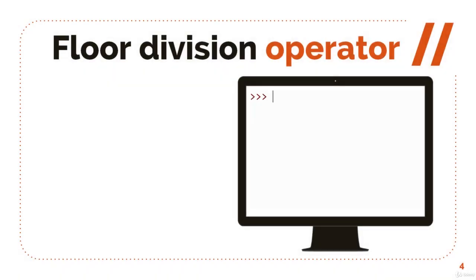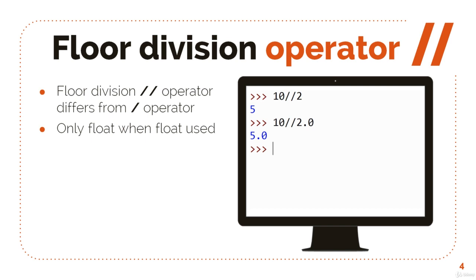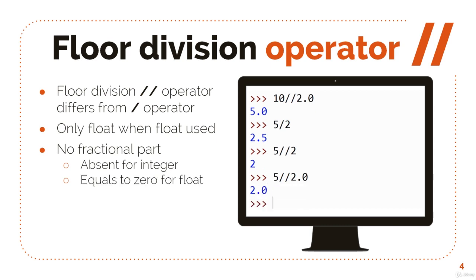Okay, so we saw that the standard division operator always produces a float, but we may not want that, in which case we use floor division. The double / operator differs from the standard single in a couple of ways. As you can see on the right, it only results in a float when a float is used, which fits the norm. Floor division also results in no fractional parts. Let's look at integers first. If we use this operator on integers only, there will be no fractional parts. Now see what happens if we use a float. It results in a float, but the float is always equal to a whole number. Floor division always rounds down to the lesser integer, hence the name floor.